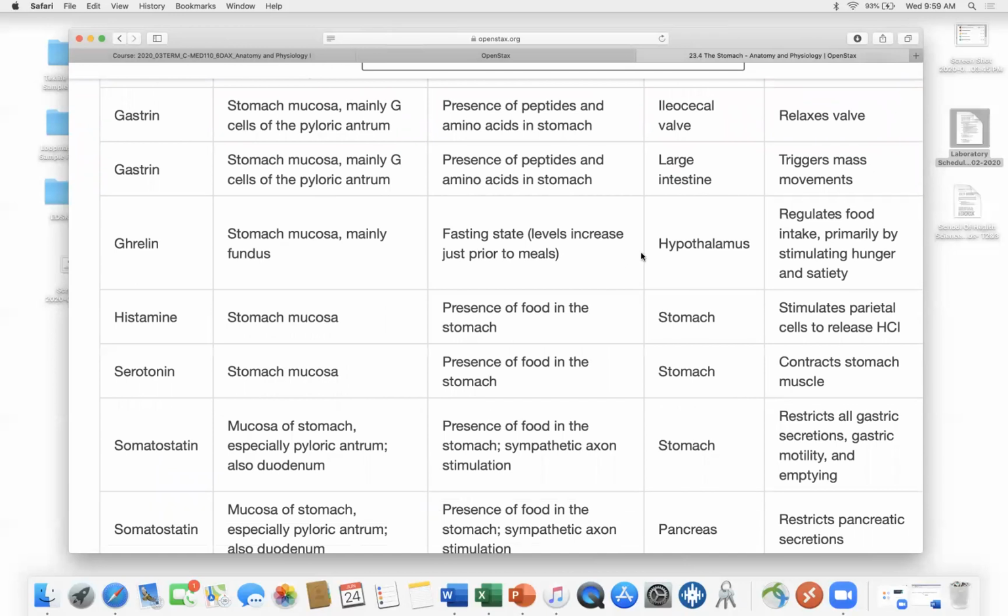Now, if you look at this, there are these other hormones and other chemicals, right? And gastrin, of course, what does it do? It's a hormone that tells your valves to relax and triggers the muscles, your visceral muscle, to move stuff down. Ghrelin, right? This gets stimulated and deals with hunger and satiety. Satiety is when you're full.